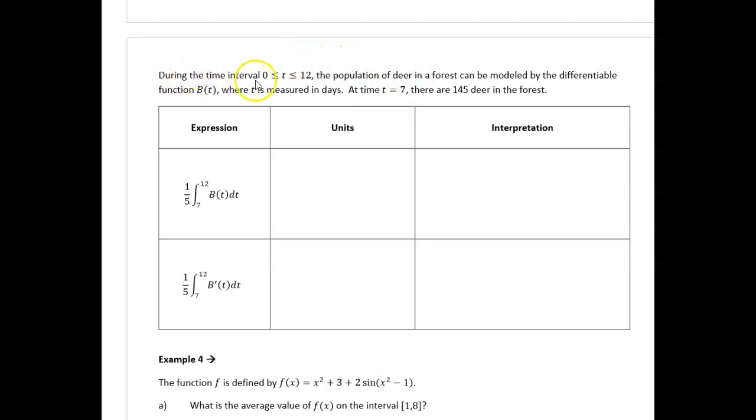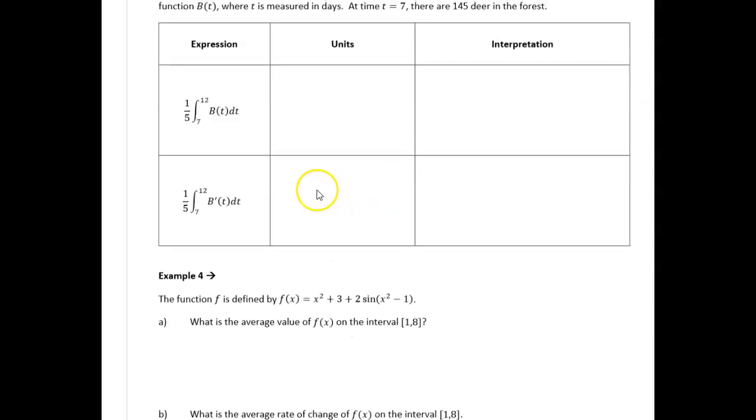All right, so this is our deer population during the time interval from 0 to 12. The population of deer can be modeled by this differentiable function, b of t, where t is measured in days. At time t equals 7, there are 145 deer in the forest. All right, so if I am looking at this expression, I am just essentially finding out, hey, what is the average value of this function?